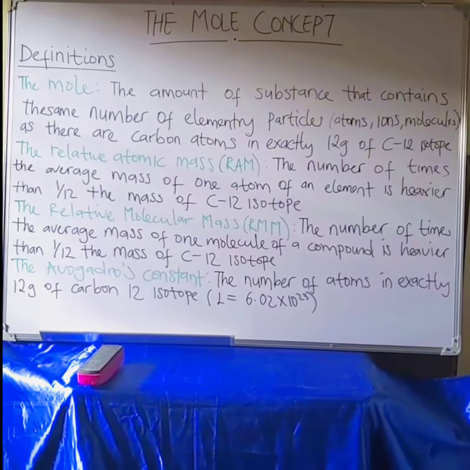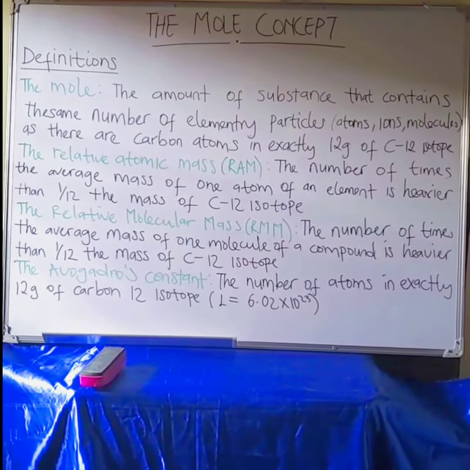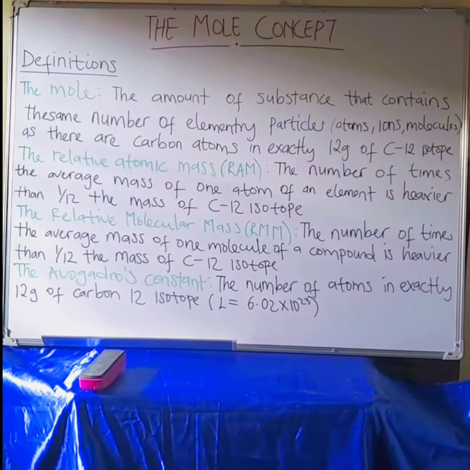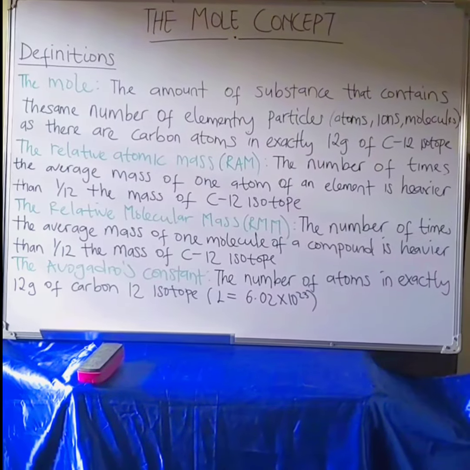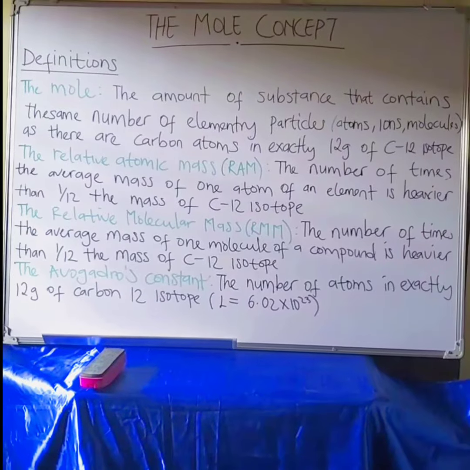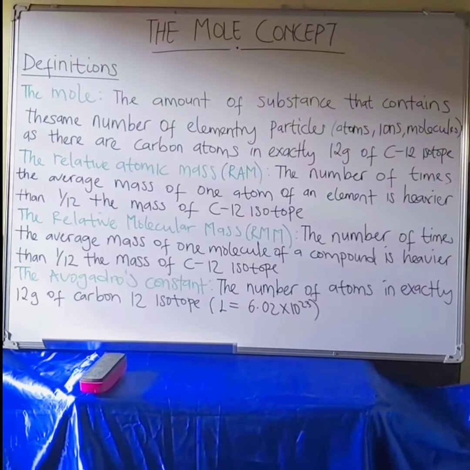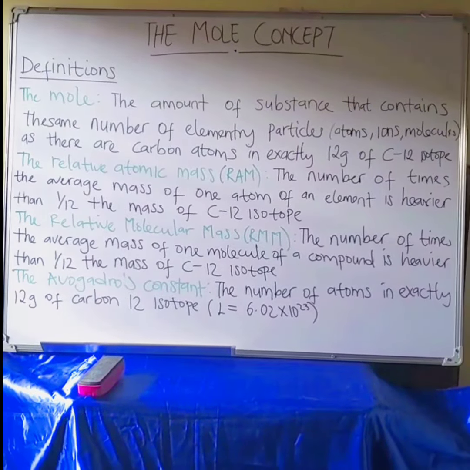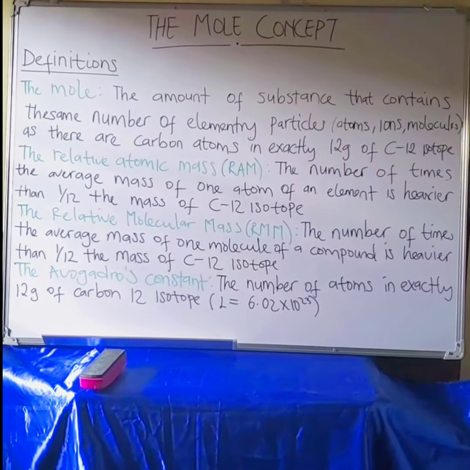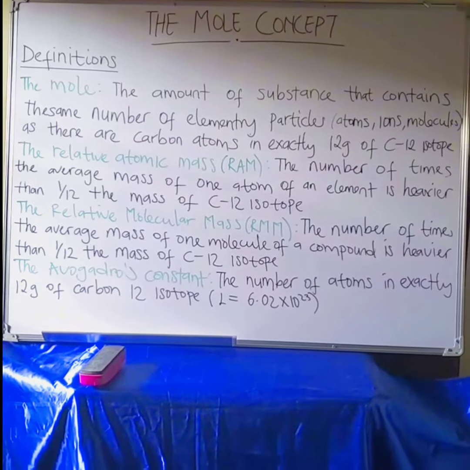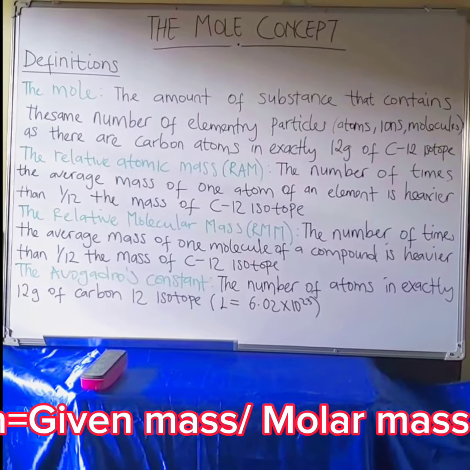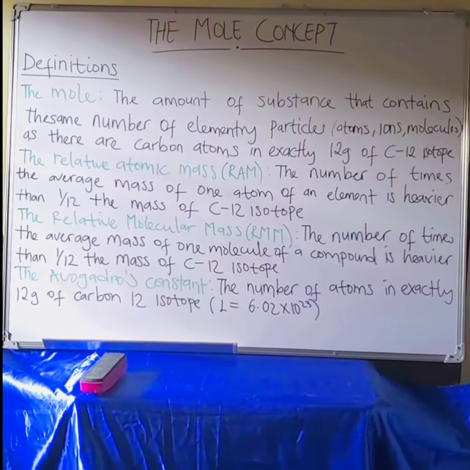The first is the definition of the mole. The mole is the amount of substance that contains the same number of elementary particles, atoms, ions, molecules, as there are carbon atoms in exactly 12 grams of carbon-12 isotope. The formula of the mole is the given mass over the molar mass. That's the formula to calculate the mole.